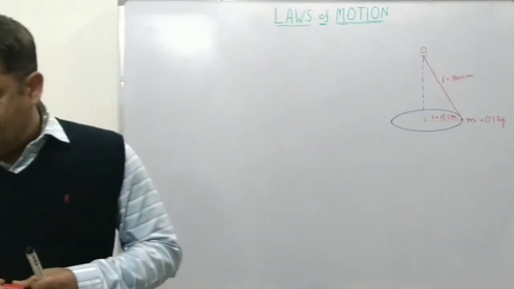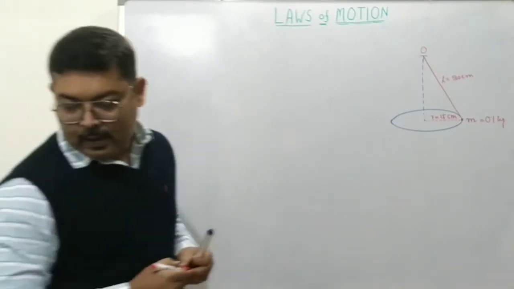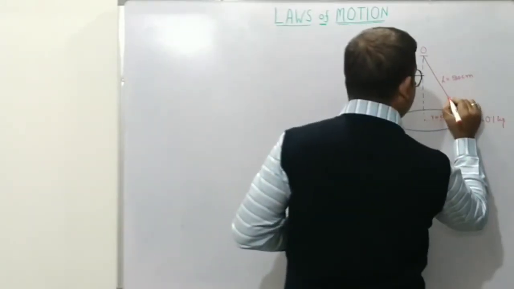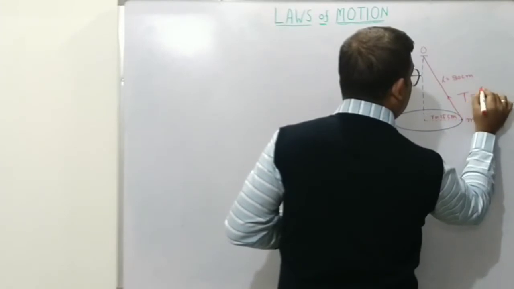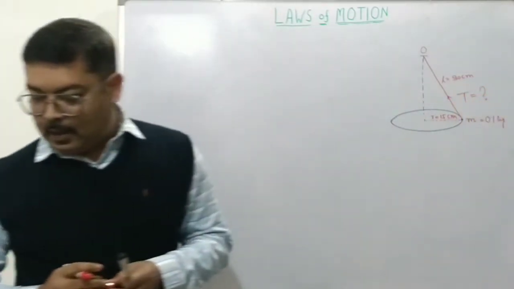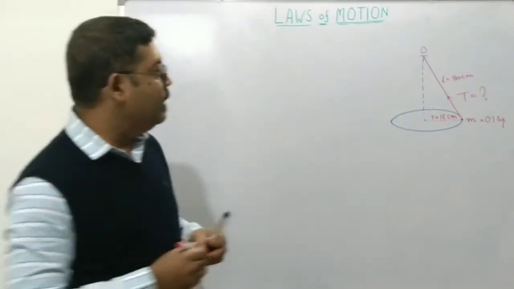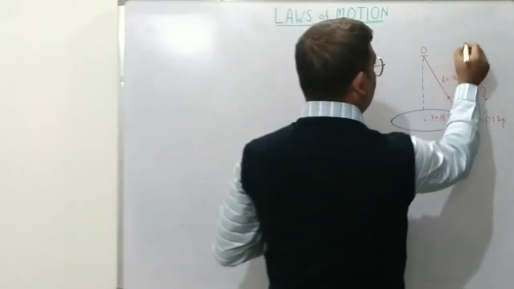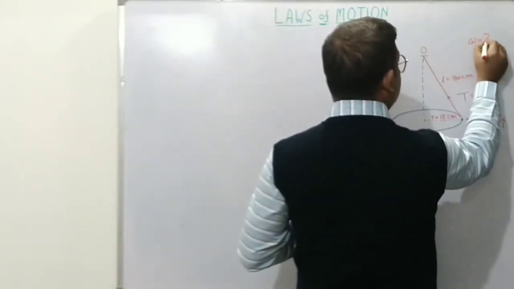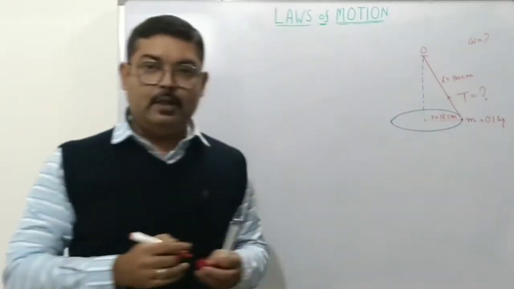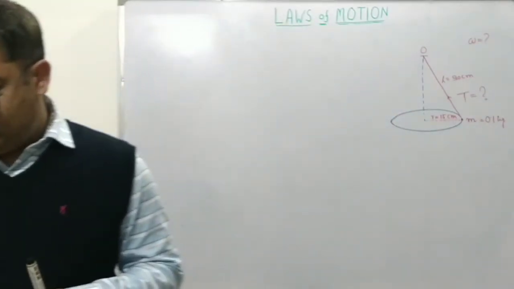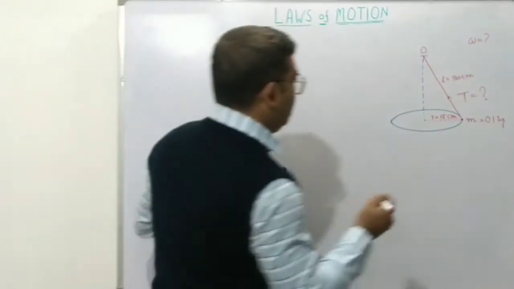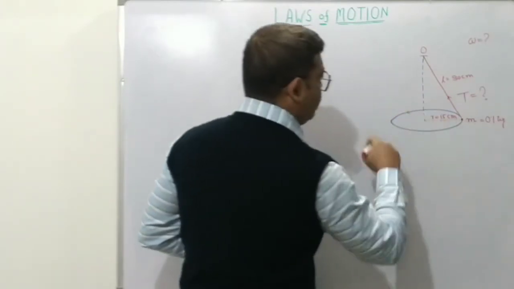What we are supposed to do is find the tension in the string, and also find the angular velocity with which the object is moving in the circular motion. Okay, let's say this is the direction of the circle, the counterclockwise direction.